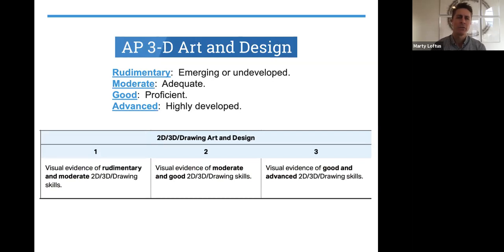The final part of your sustained investigation is really involving your 2D, 3D, or drawing designs. So we're really looking at some different verbiage here: rudimentary, meaning emerging or undeveloped; moderate is adequate; good, proficient, and advanced, highly developed. So again, at that high end of the rubric scale, we're really looking at 3D design elements and principles and skills. So creating visual evidence of good and advanced 3D skills.